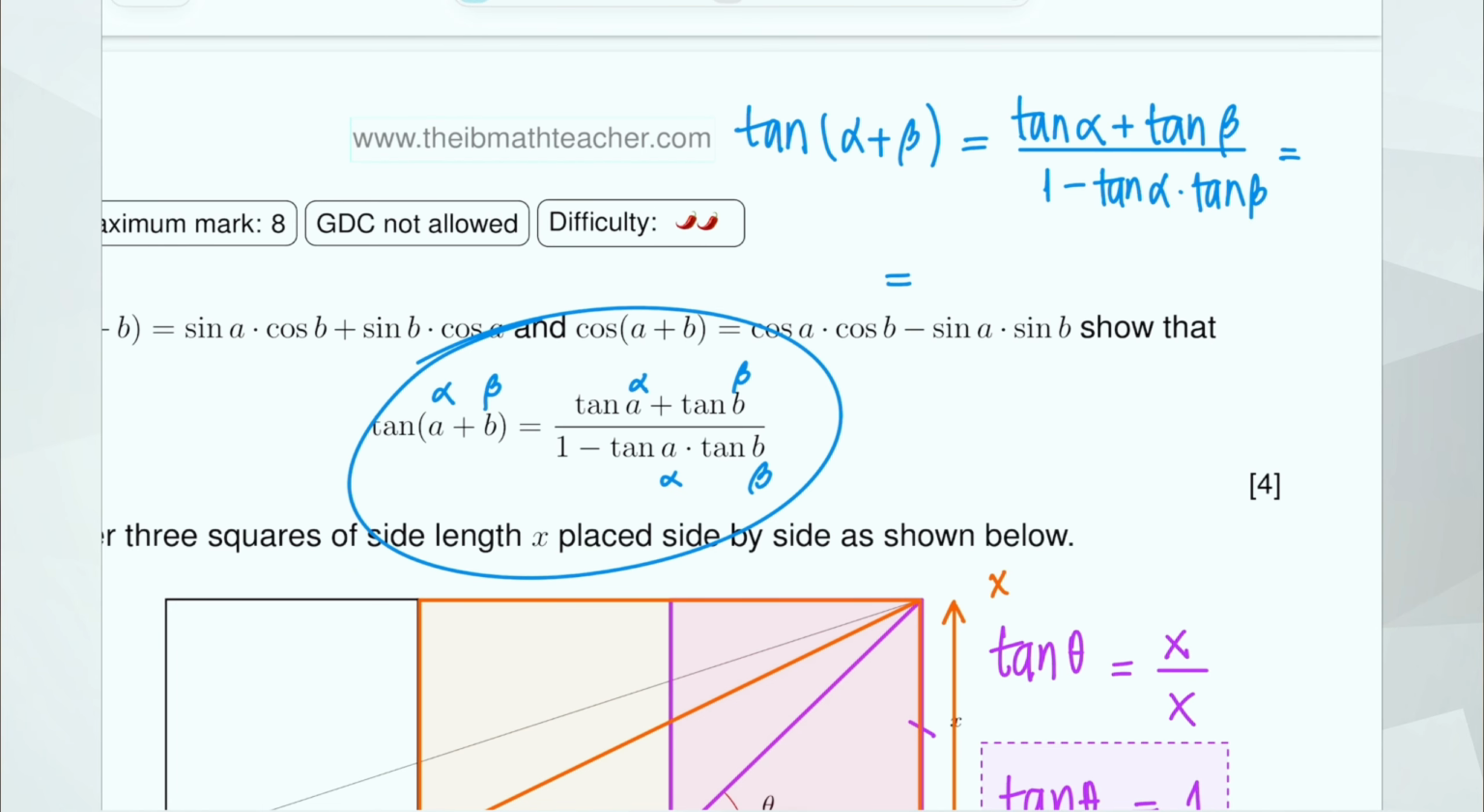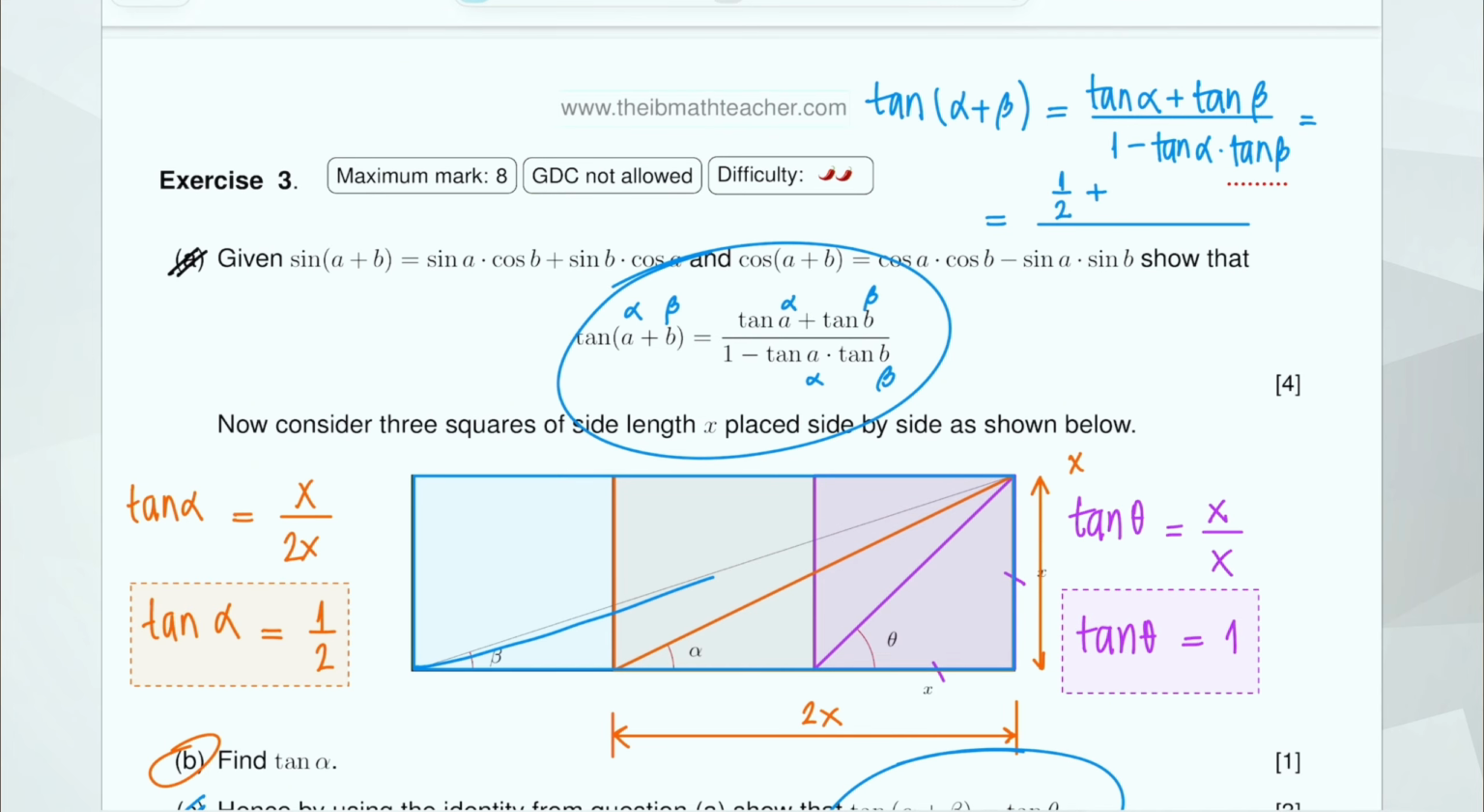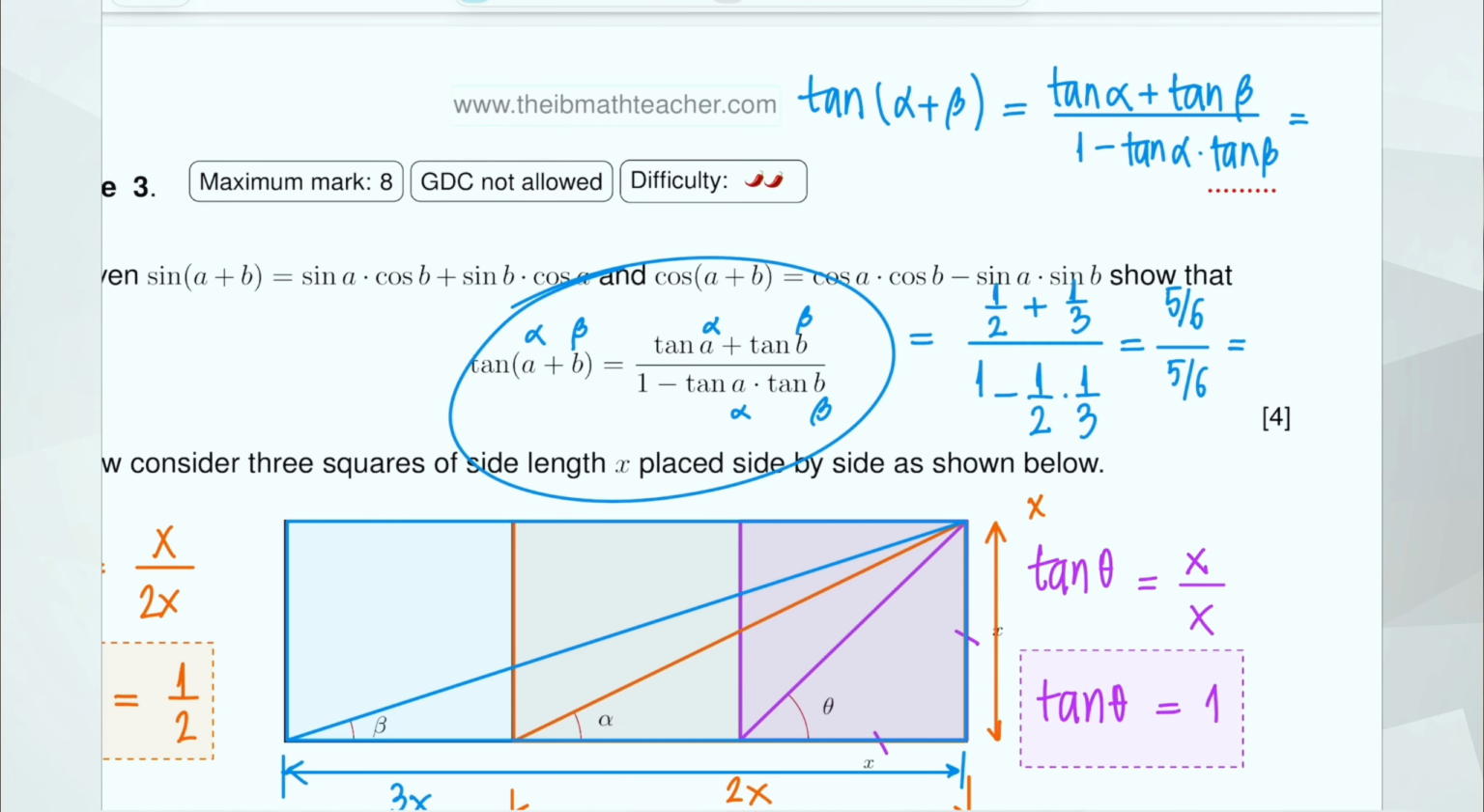Before we can replace these values, so we have tangent of alpha, which is 1 over 2, plus tangent of beta, which is 1 over 3, over 1 minus a half times 1 over 3. So we have 5 over 6 over 5 over 6, which is equal to 1, which is equal to the tangent of theta, which we found before. So that's it for exercise number 3.